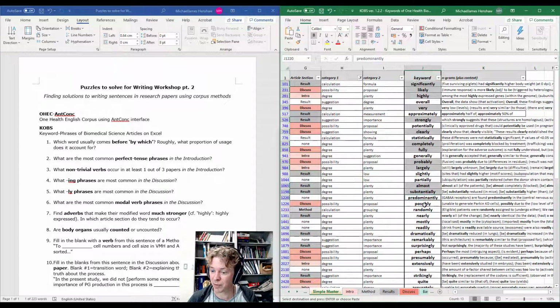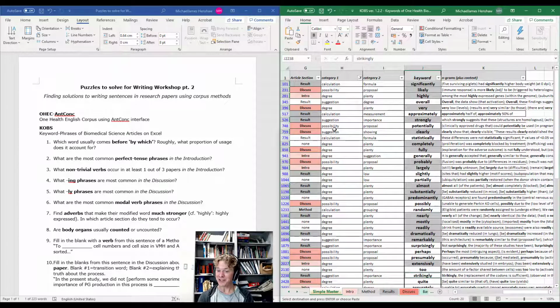Substantially. Interesting one. Predominantly. I like that one. Nearly. Yes. So you see this degree of plenty. Mostly. Readily. Dramatically. Remarkably. I like these words. Extensively. Strikingly. Yes. I'm enriching my vocabulary as I look through these. I like all of these words. Which section are they in? Result, intro, none, result, none, result, none, result, intro, discuss, none, discussion, result, discussion, intro, discussion, result.